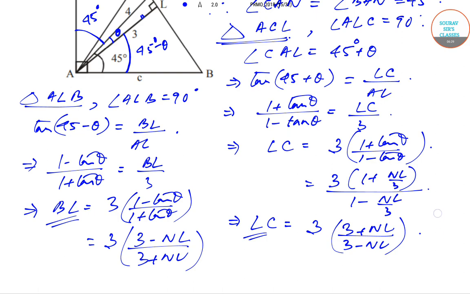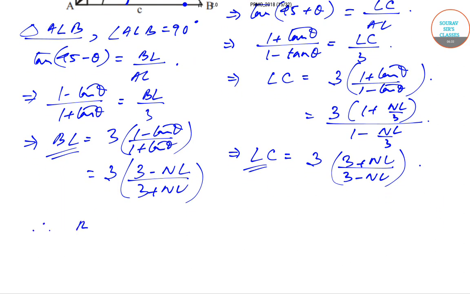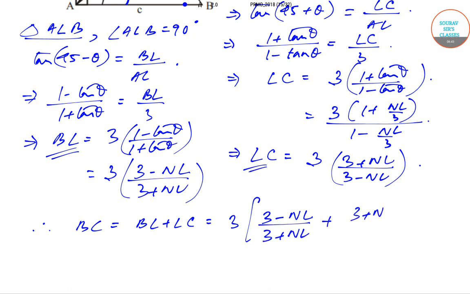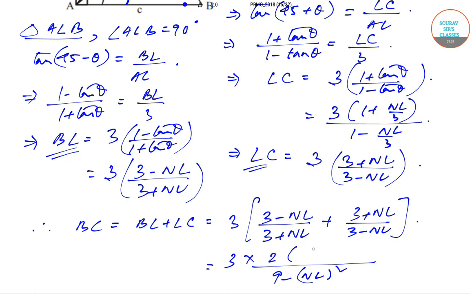Now if we find the value of BC, BC will be basically BL plus LC. If we take 3 common, this will be 3 times 3 minus NL by 3 plus NL plus 3 plus NL by 3 minus NL. Upon solving, this will give us 3 into 3 minus NL whole square plus 3 plus NL whole square, divided by 9 minus NL whole square, so we'll have 2 into 9 plus NL whole square in the numerator.